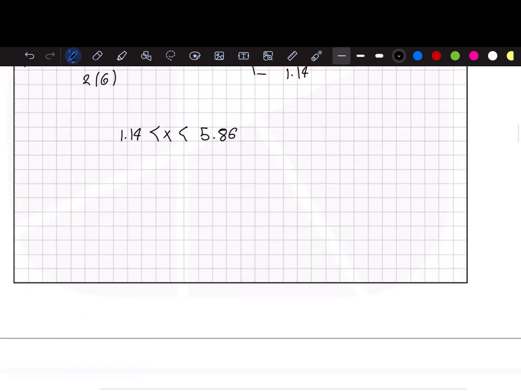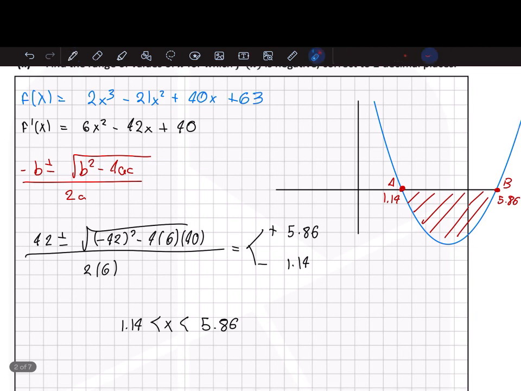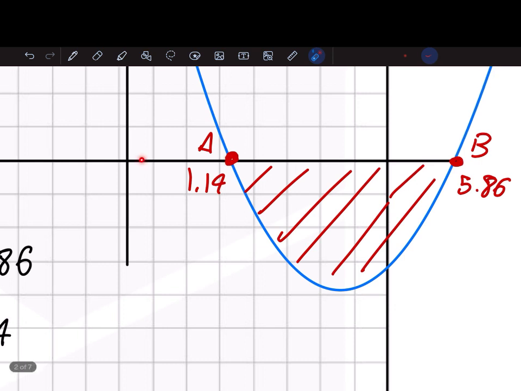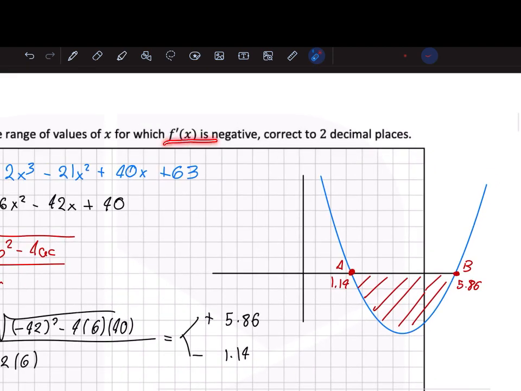Why am I using strictly and not less than or equal to? Well, if you use 1.14 and you were to plug it back into this equation right here, what you'd get is a point on the line. So that means your y would be equal to 0. More importantly, your y is equal to 0, so that means that it's neither positive nor negative. It's positive technically, but 0 is a funny number, but it's definitely not negative. So we can't include that because in the question, we're looking for where f prime of x is negative.